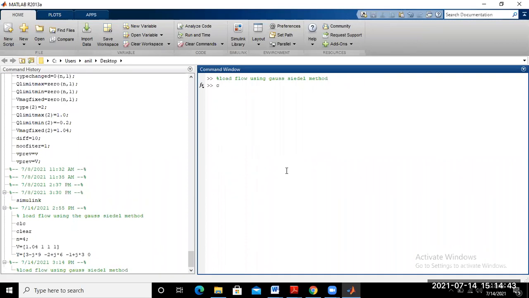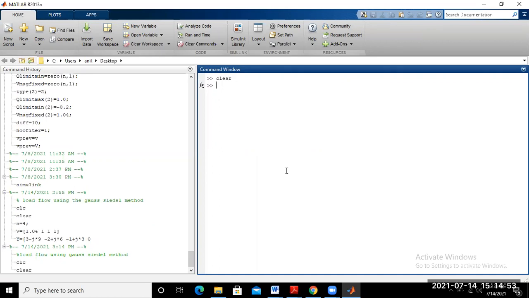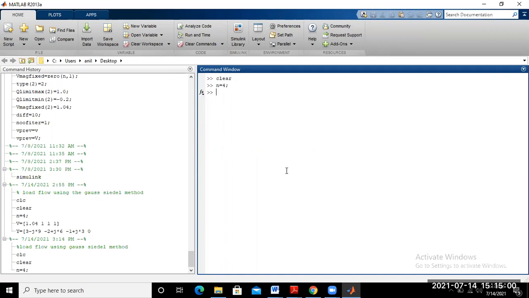Next, clc, clear. And next is your number of buses equal to 4. So 4. And next, input voltage of the system, that means 1.04, 1, 1, 1. Okay.